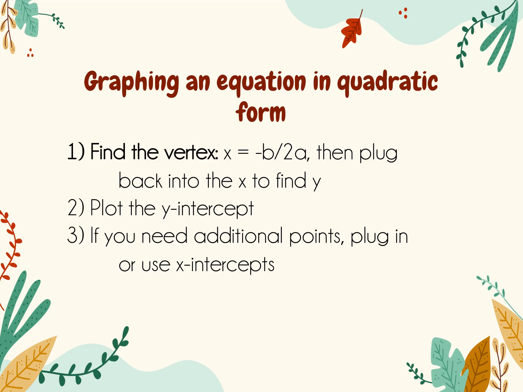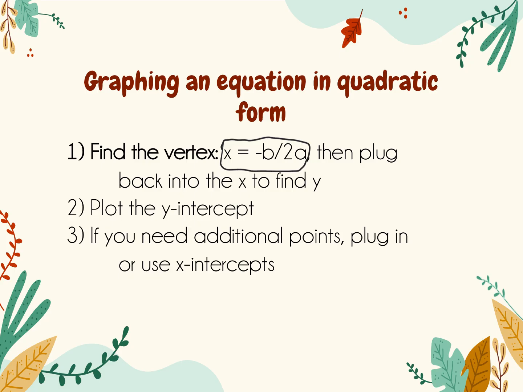Now, with quadratic functions, we can mathematically find the vertex if it's in quadratic form. So if it's in ax squared plus bx plus c form, then you're going to use this little formula, x equals negative b over 2a, to find the x coordinate of your vertex. And then once you get that number, you're going to plug it back into your function to find the y coordinate.